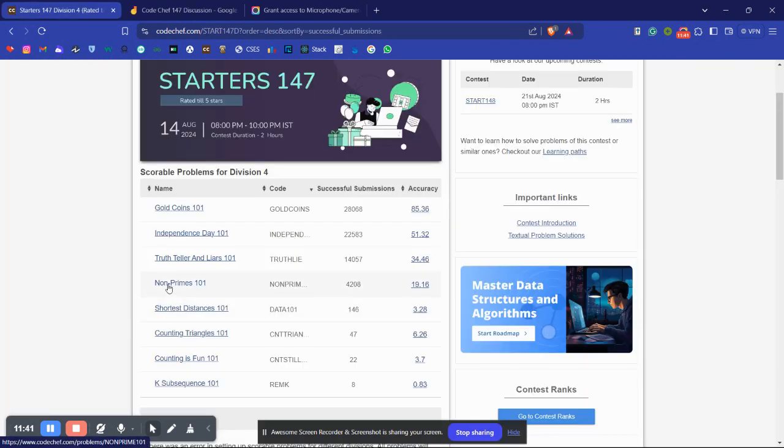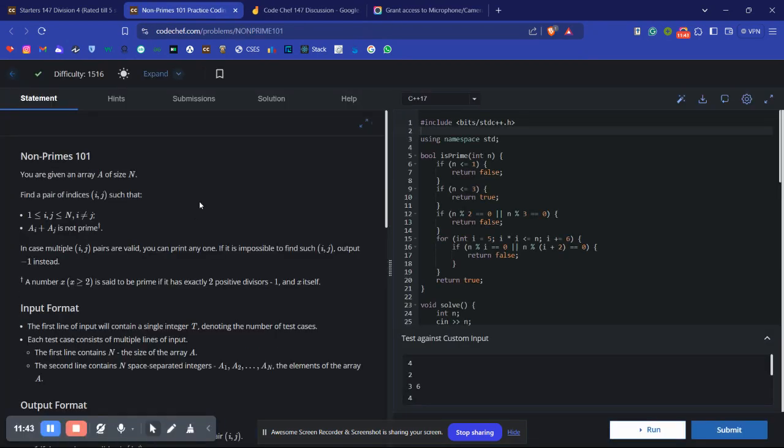And for the fourth question, non-primes. In this question, they have given an array of size n. We have to find a pair of indices i, j such that a[i] plus a[j] is not prime.